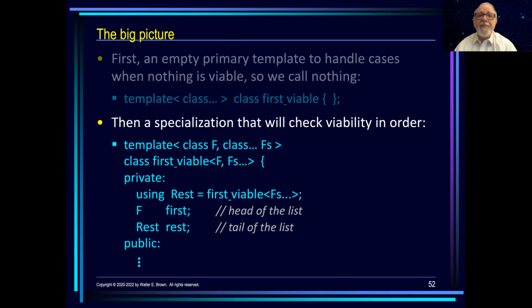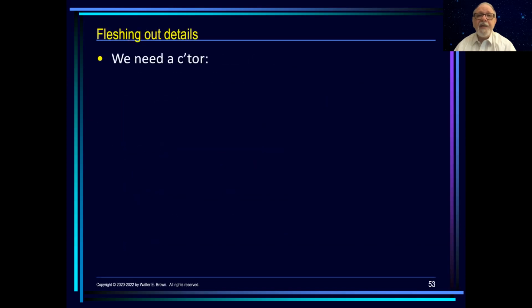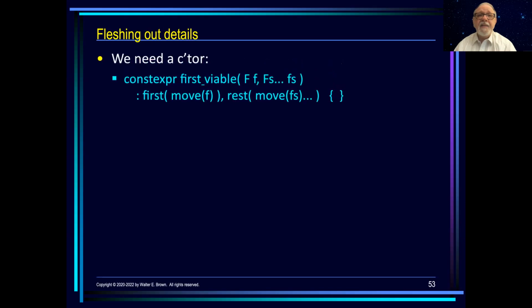All right, the template parameters are the head and the tail. They go into the specialization. And I'm going to have 2 members named first and rest, the head of the list and the tail of the list. So I'm either going to call first or I'm going to call rest. Okay, and here are the details. We need a constructor. It'll look like that.